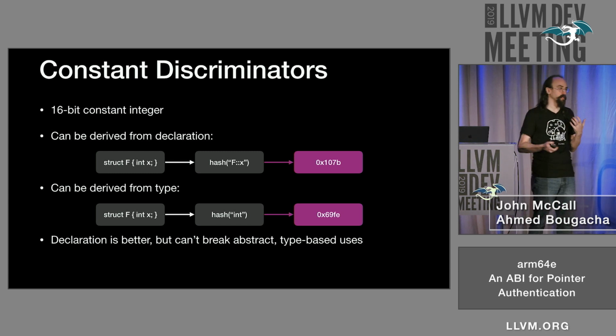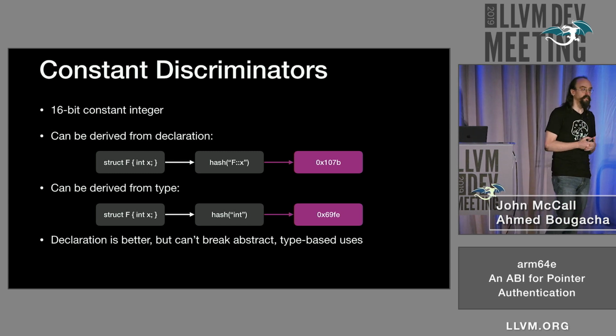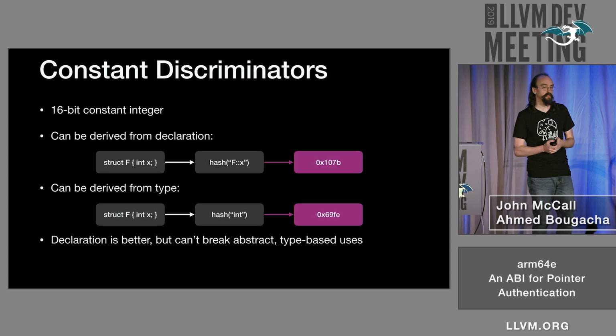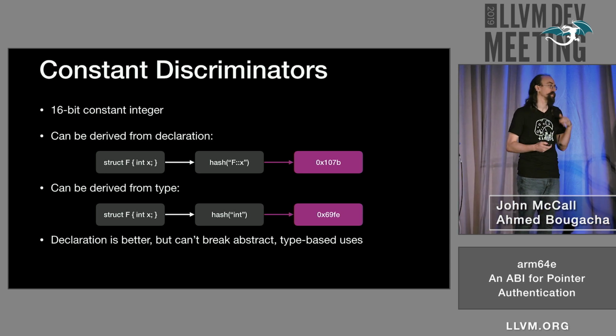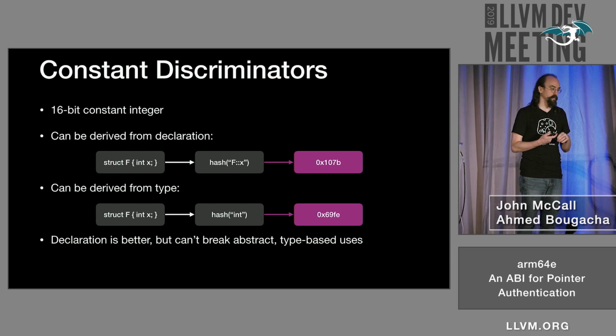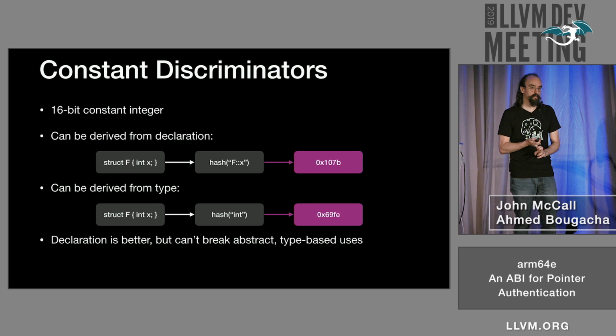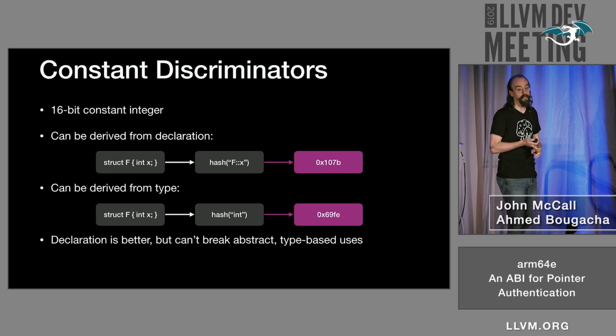The other side of this is a constant discriminator. So this is just a small constant integer in ARM64e. We've chosen to restrict this down to 16 bits because that happens to align very well with both a very nicely compact loader metadata, but also a very nicely compact instruction sequence that we can use to sign and authenticate pointers.